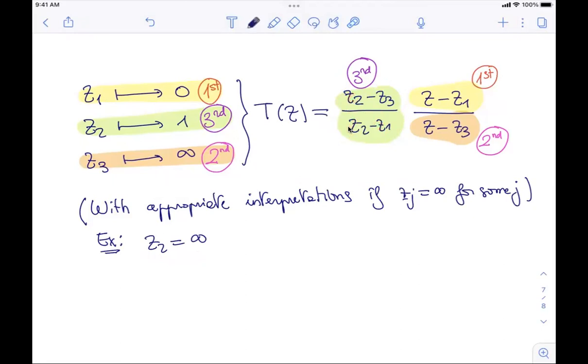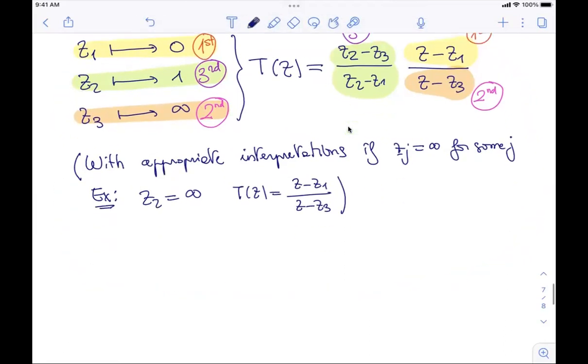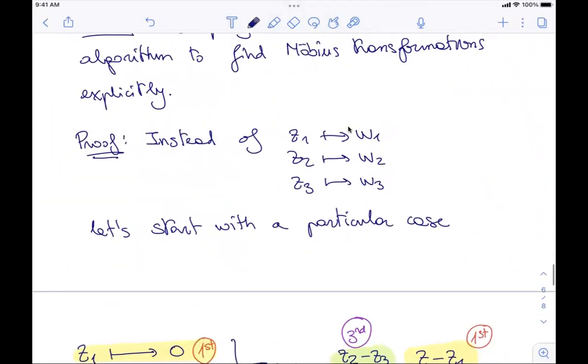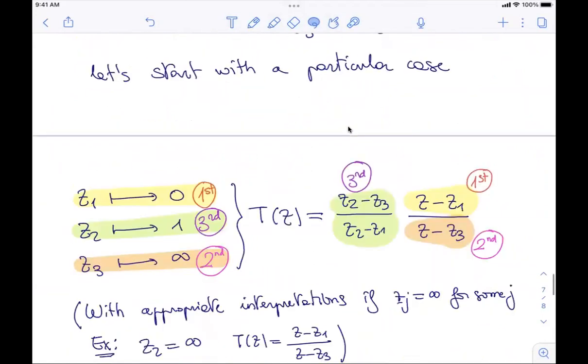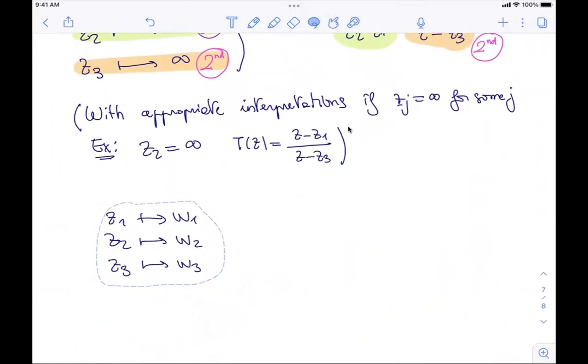All right, so then we get T of Z equals (Z minus Z1) over (Z minus Z3). Okay, that's just a small detail that can throw you off if you haven't thought about it beforehand. Now this doesn't really answer the question, because we wanted to map Z1, Z2, and Z3 to W1, W2, W3. Doesn't quite, but actually does. How come?